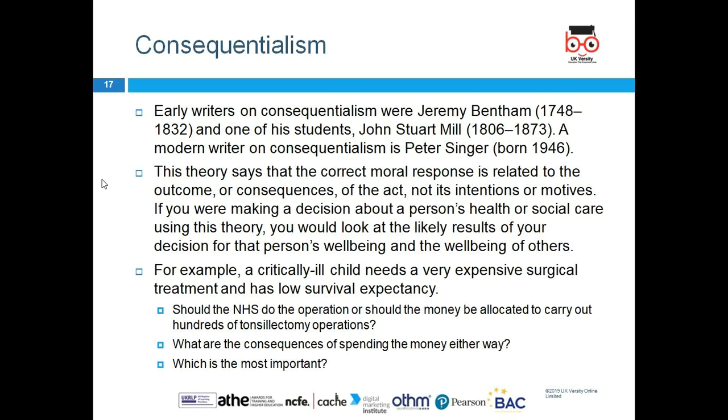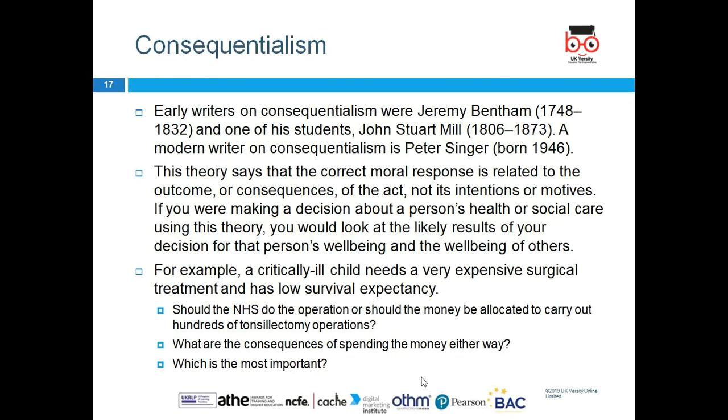So if you're making a decision about a person's health or social care using this theory, you would look at the results of your decision, not what you want to happen. You could see what results will happen from your decisions. For example, a critically ill child needs a very expensive surgical treatment and has a low survival expectancy. Should the NHS do the operation, or should the money be allocated to carry out hundreds of tonsillectomy operations? What are the consequences of spending the money either way, and which is most important?